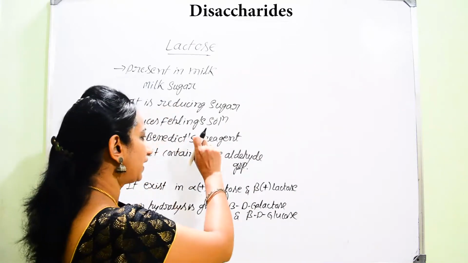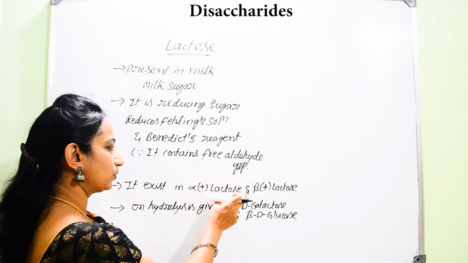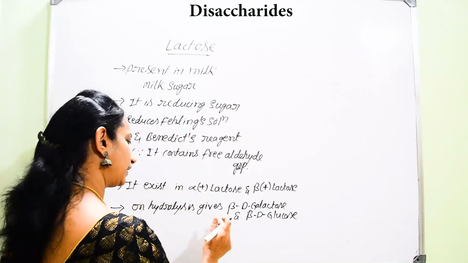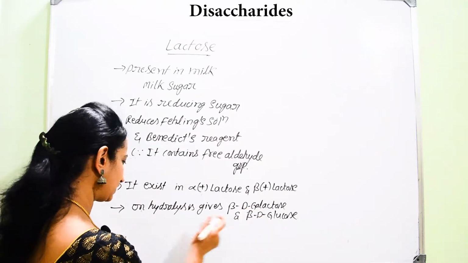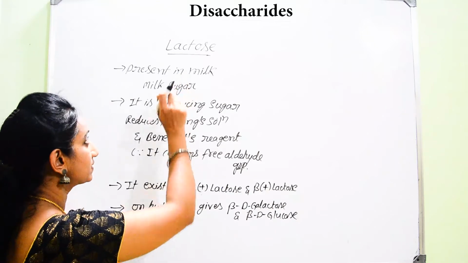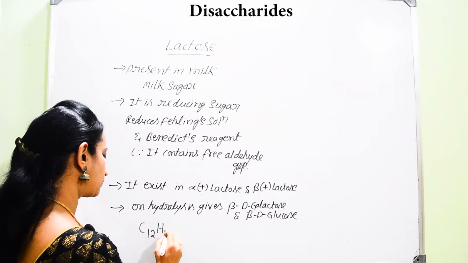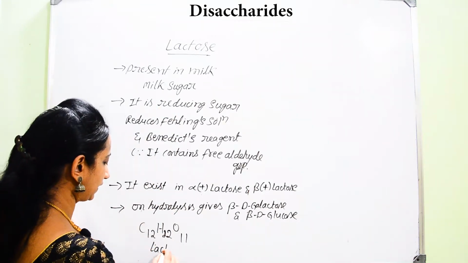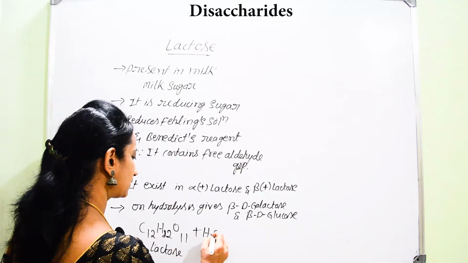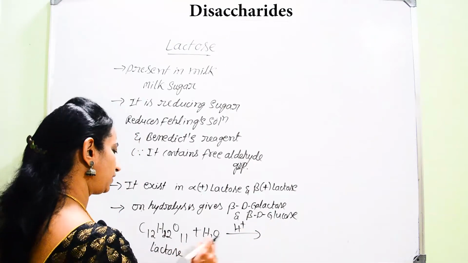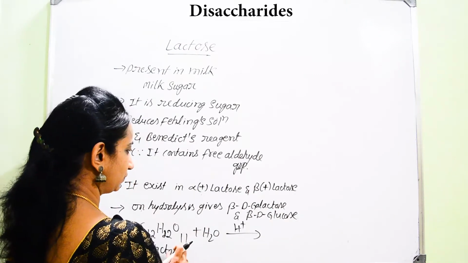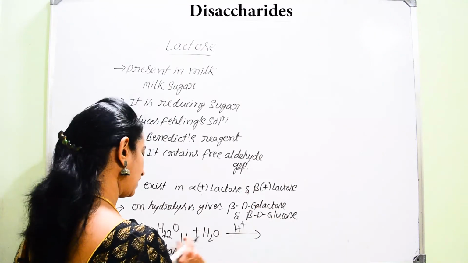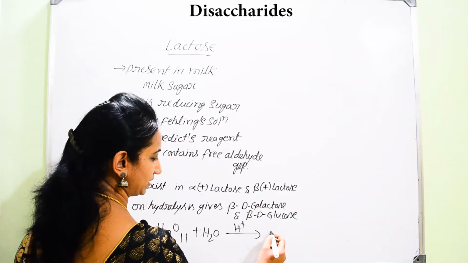Now this lactose on hydrolysis can give two units. Which are those two units? One is galactose and the other is glucose. I can write the formula for lactose as C12H22O11. So lactose on hydrolysis, in the presence of an acidic medium, you are going to get the breakage of the glycosidic linkage between the two units, galactose and glucose.